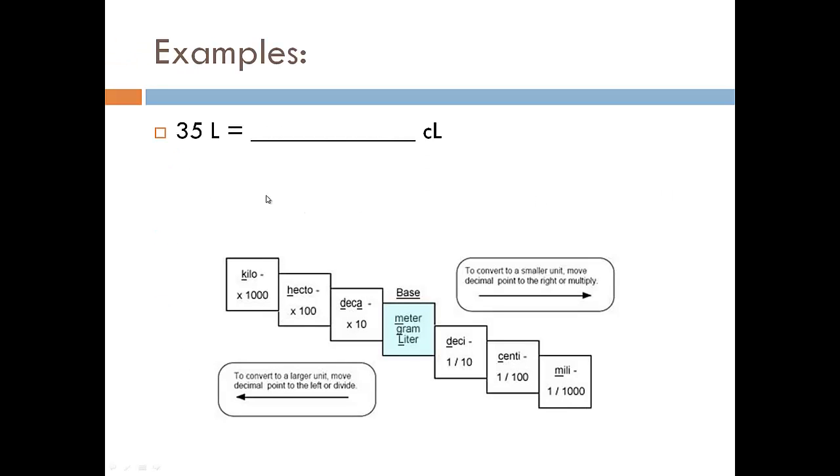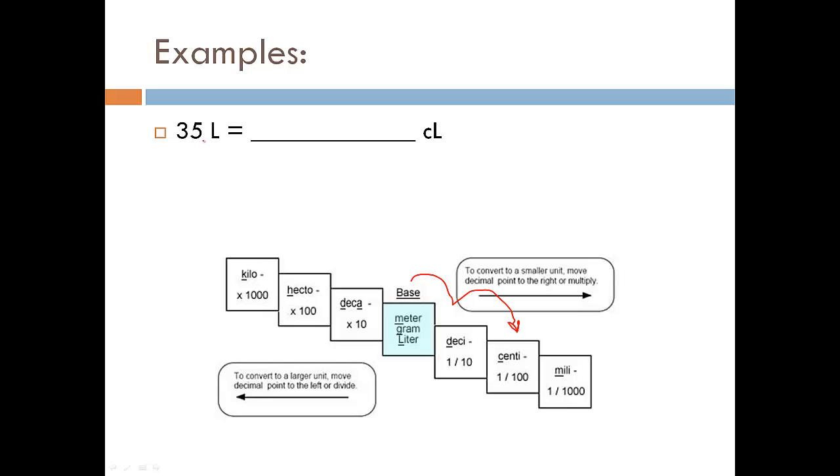For our first example, we want to convert 35 liters to centiliters. We're going to start at our base unit. Since it's just one letter, that means that it does not have a prefix and it is the base unit. If it's got 2 letters, then there's a prefix involved. So we're starting at our base unit and we're going to go down to centi. So 1, 2 jumps to the right.